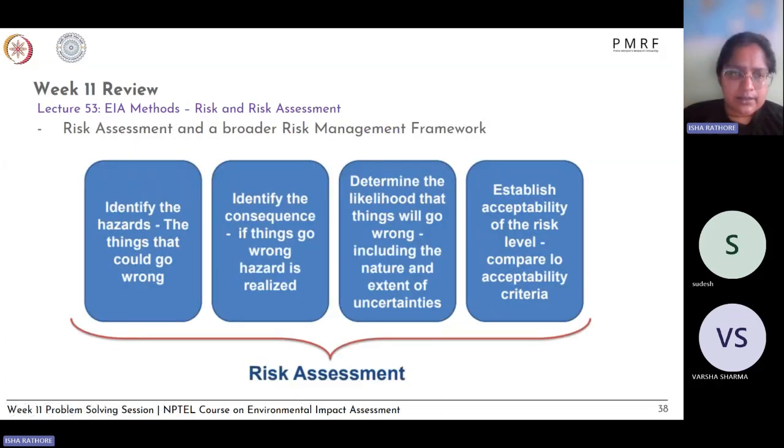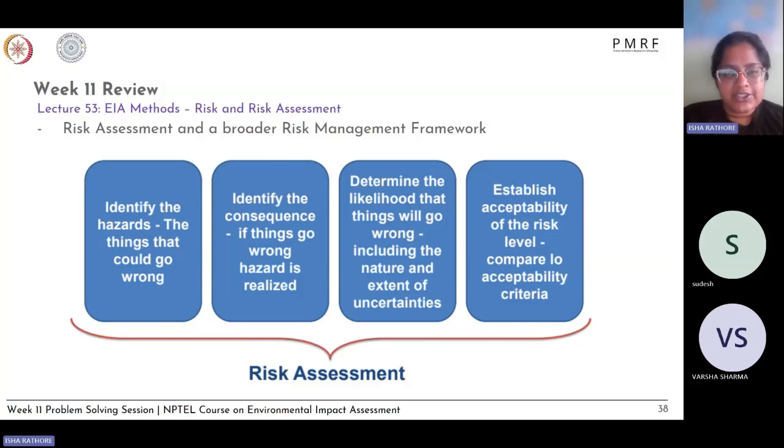For doing risk assessment or a risk management framework, we first identify the hazards. These are the things that can go wrong in any sort of project development. Then you identify the consequences. That is, if things go wrong and the hazard is realized, these are going to be the consequences coming out of these hazards. Then you determine the likelihood that things will go wrong. Let's say there's a 50% chance of this thing happening.